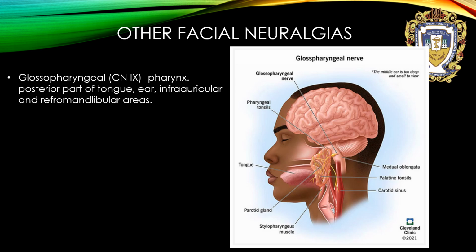Glossopharyngeal neuralgia. Nervus glossopharyngeus is the ninth pair of cranial nerves. This nerve innervates the pharynx, posterior part of the tongue, ear, infraauricular and retromandibular areas.